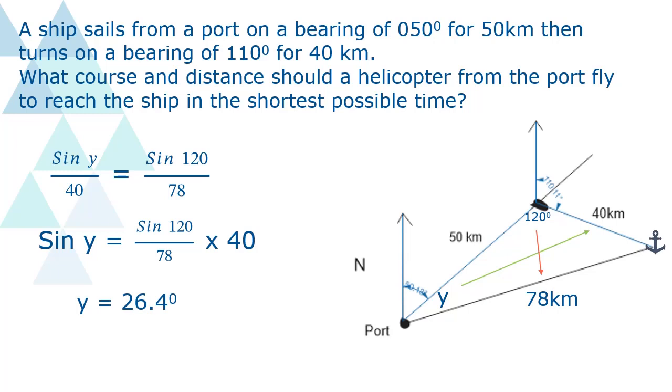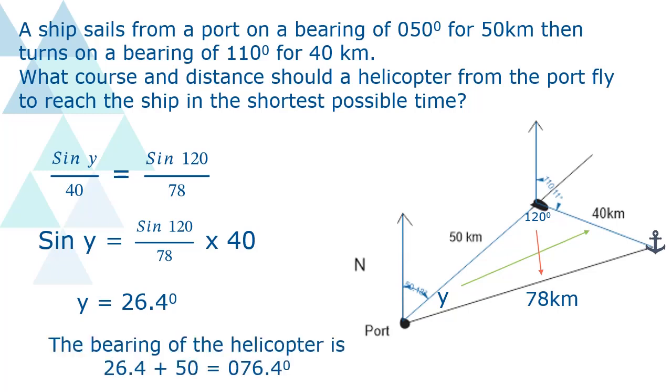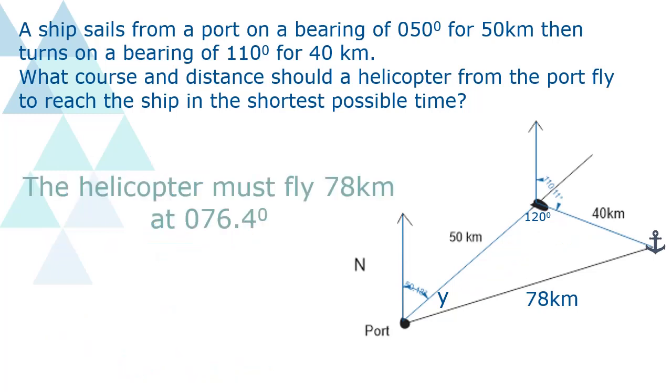So now we can find the bearing of the helicopter from the port, which will be 26.4 plus 50, which is 76.4 degrees. This means that the helicopter must fly on a bearing of 76.4 degrees for 78 kilometers from the port to reach the ship in the shortest possible time.